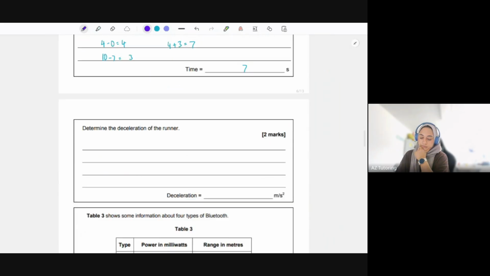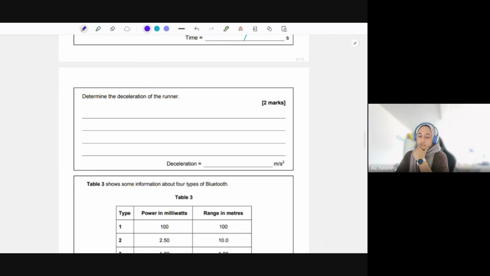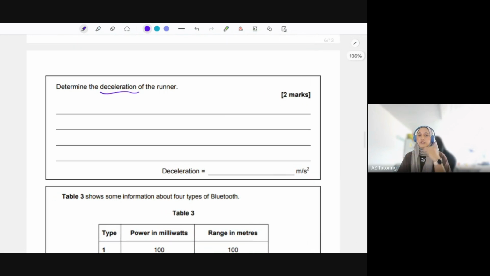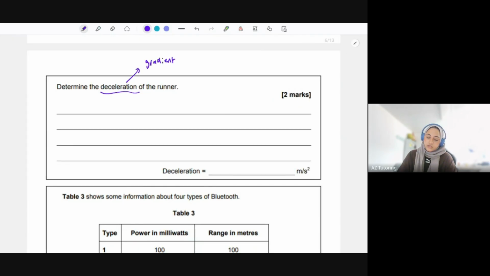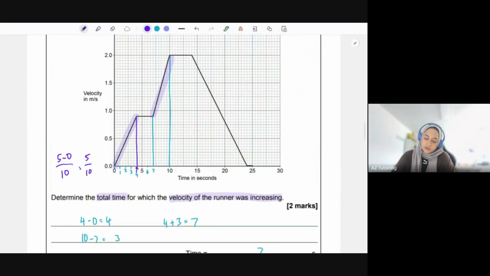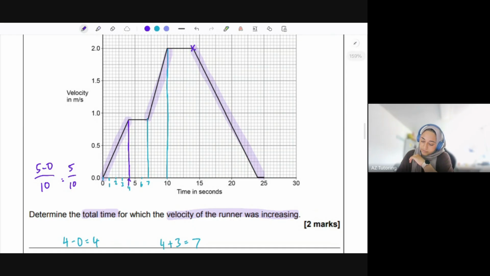Let's continue. It says determine the deceleration of the runner. Well, deceleration is basically acceleration, but a negative acceleration because you're slowing down. So you should know that's a gradient. So you need to work out the gradient of this line here. You could do the triangle method, or I can find 2 coordinates on this line and do the change in y divided by the change in x. So just work out the gradient, essentially. I can choose this point here and that point here because that's where it starts and ends at deceleration, but you can use any point on that line.